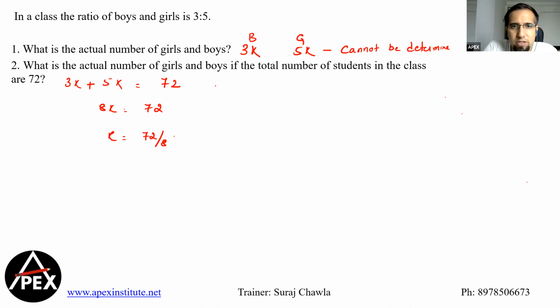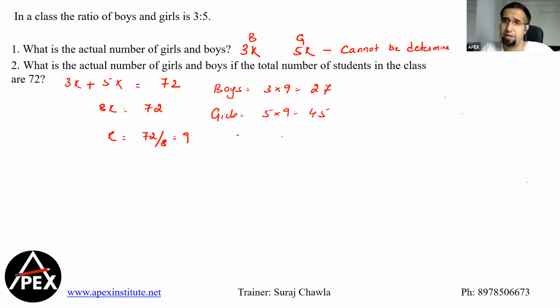So what are the number of boys here? So according to this, the number of boys will be 3k, that is 3 into 9, which is 27. And the number of girls will be equal to 5k, that is 5 into 9, which is 45. Most of you are correct, okay?